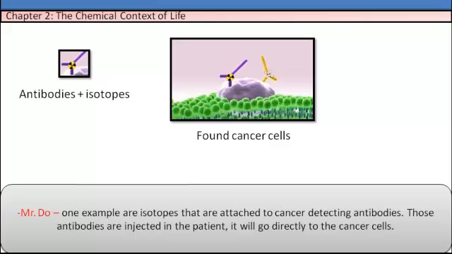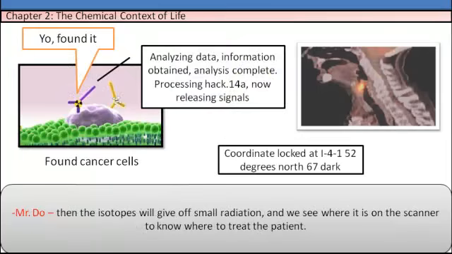One example is isotopes that are attached to cancer-detecting antibodies. Those antibodies are injected in the patient, and then they will go directly to the cancer cells. Then the isotope will give off small radiation, and we see where it is on the scanner to know where to treat the patient.